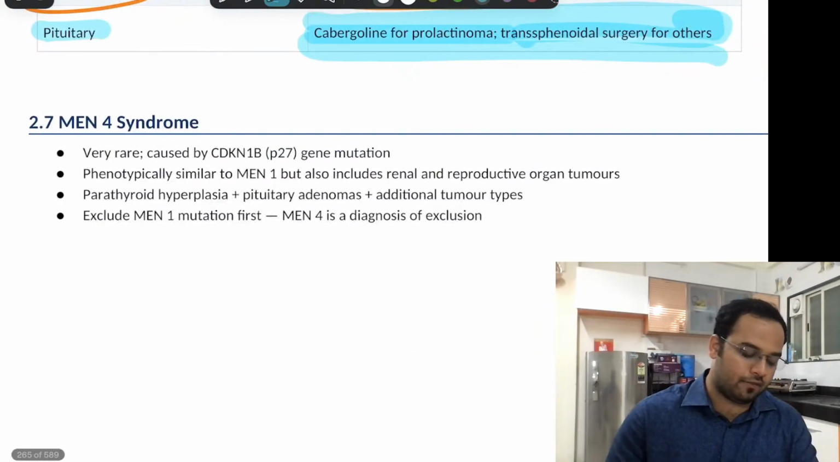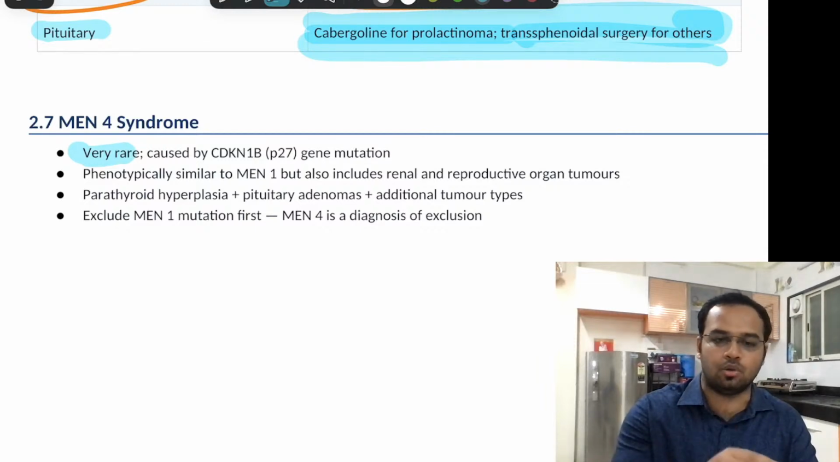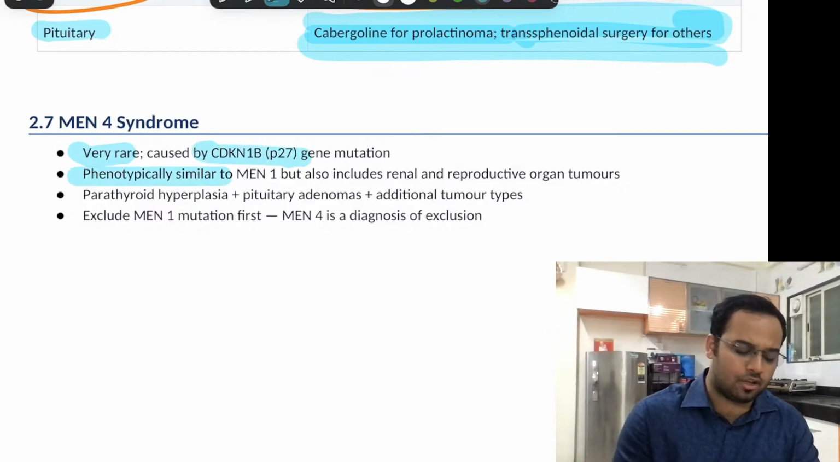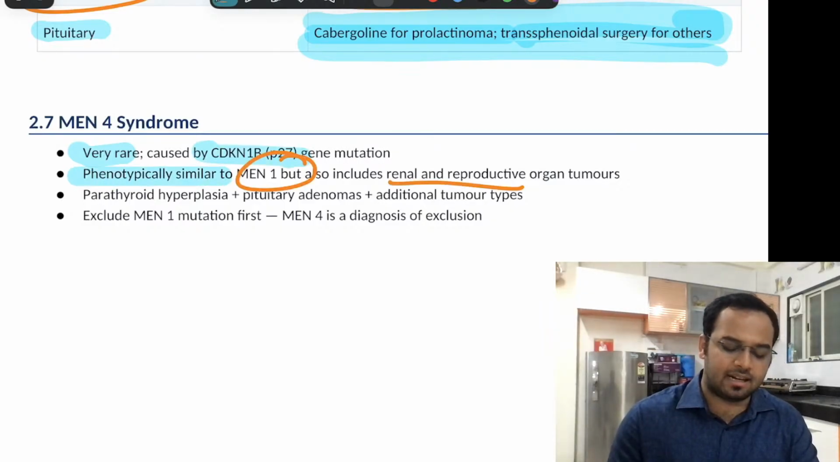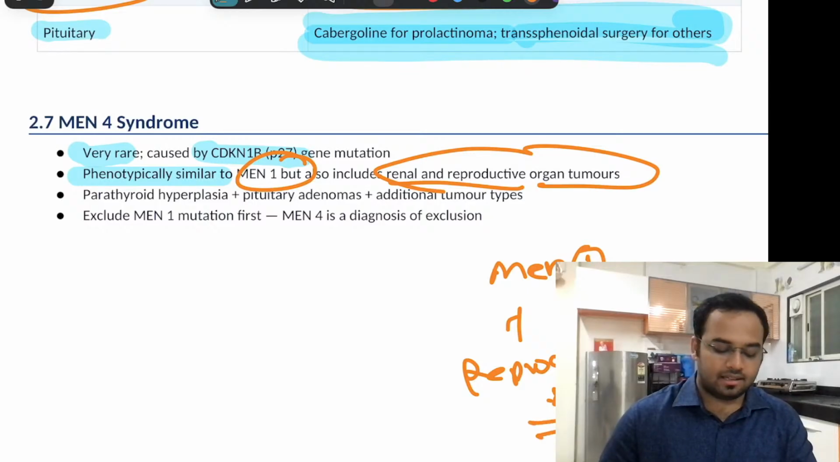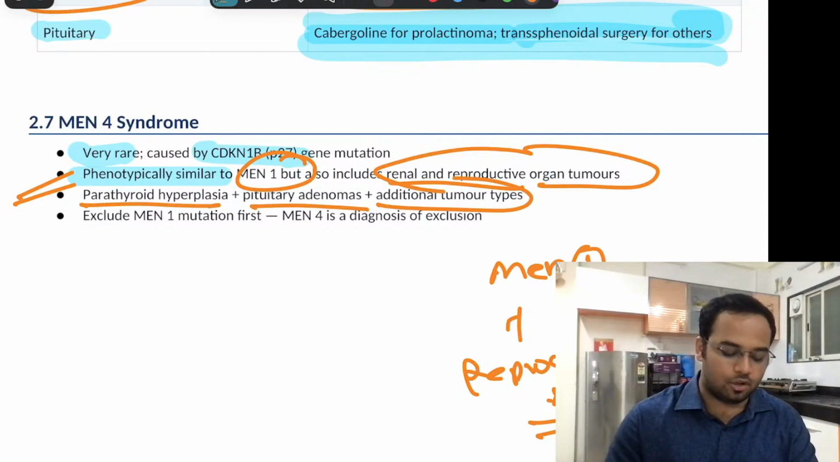Just before going, we'll talk about MEN 4 syndrome. It is very rare. So MEN 1, MEN 2 तो देखा हमने. MEN 2A is MEN 2 and MEN 3 means MEN 2B. What is MEN 4 syndrome? It is a very rare gene mutation. Phenotypically it is similar to MEN 1, but it also includes renal and reproductive organ tumors. So MEN 1 plus reproductive gland tumors. This is going to be MEN 4 syndrome. Parathyroid hyperplasia, pituitary adenoma plus additional tumor types. Exclude MEN 1 first. MEN 4 is a diagnosis of exclusion.